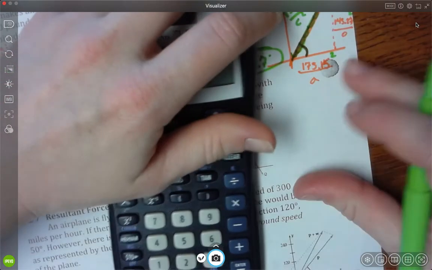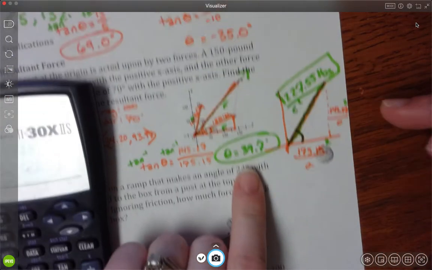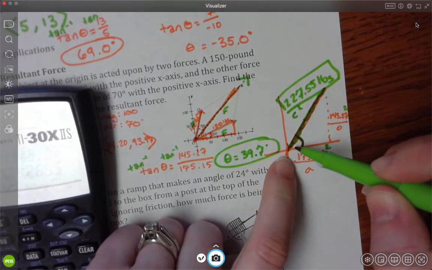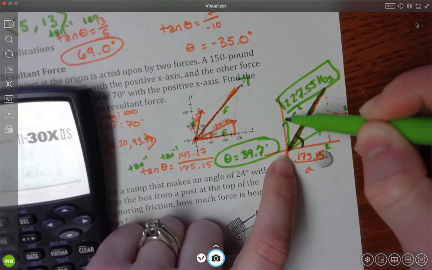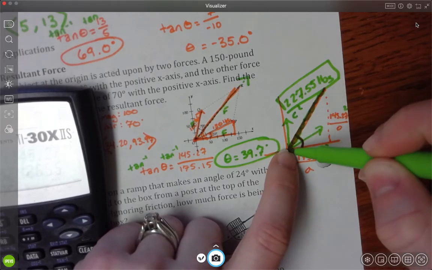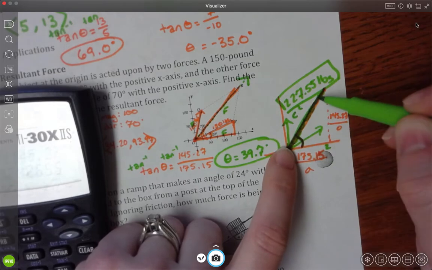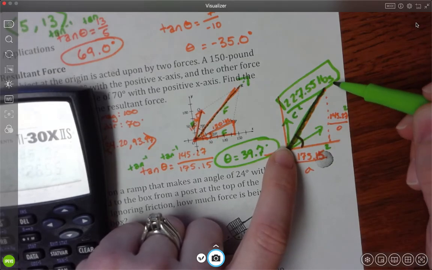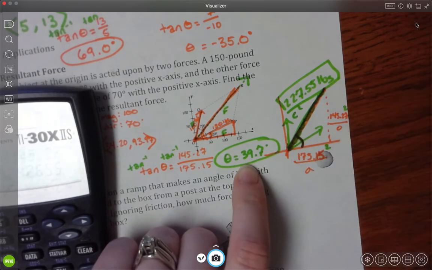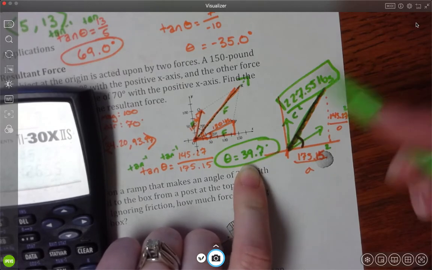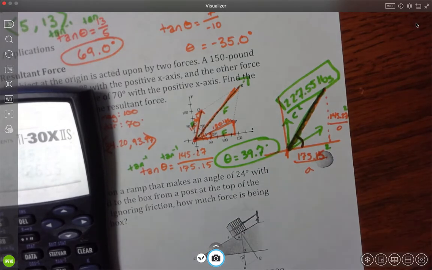So those are the two things that I need. If somebody's pulling this direction and somebody's pulling this direction, their forces are going to combine to make a greater force of 227.55 pounds at an angle of about 40 degrees, okay? And that's where he will end up, okay?